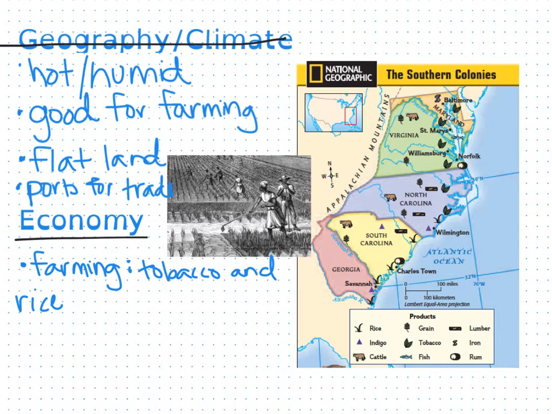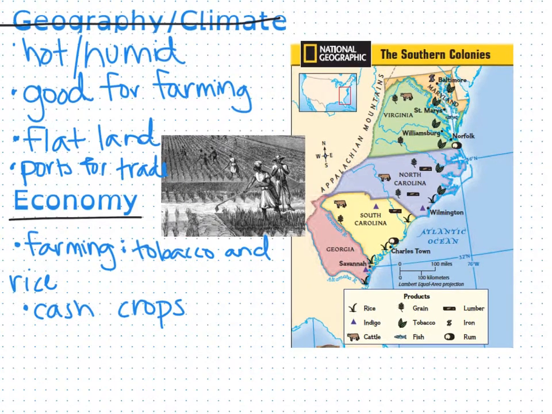Okay. This tobacco and rice, they farmed them as what were called cash crops. Cash crops, spelled that wrong. And we're going to talk a little bit about what that means here in a second. Okay. Also, the economy in the South relied on large plantations.